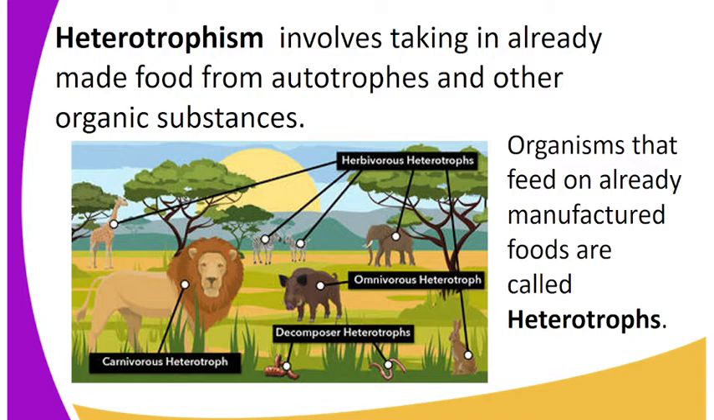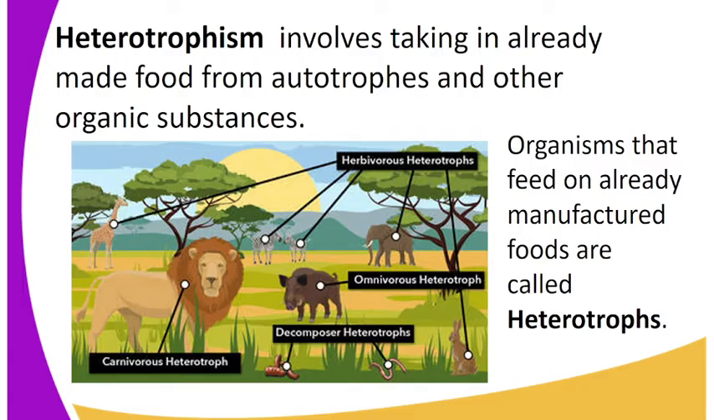Heterotrophism involves taking in already made food from autotrophs and other organic substances. Organisms that feed on already manufactured food are called heterotrophs. And we have different types of heterotrophs. For example, in our diagram, you can see the herbivores. They feed on plants, so they don't manufacture their own food. So we refer to them as heterotrophs.